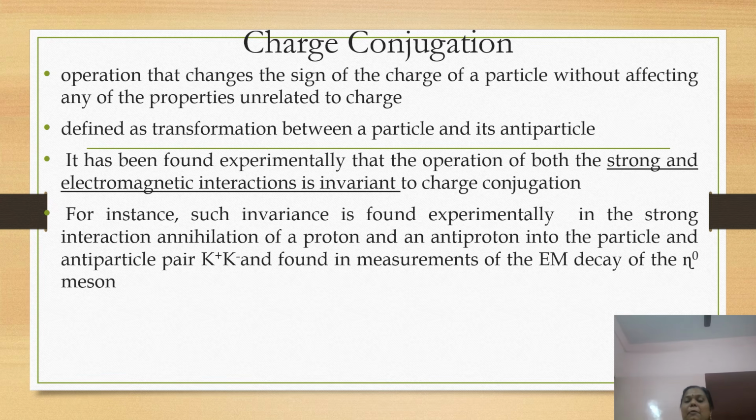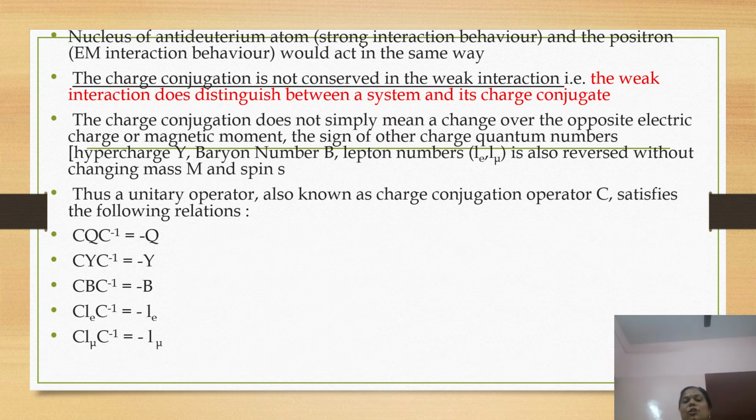It is found experimentally that the operation of both strong and electromagnetic interactions is invariant to charge conjugation. So the strong and electromagnetic interactions will not vary under charge conjugation. It is not concerned with the weak interaction. For example, a weak interaction does not distinguish between the original system and its charge conjugate system.